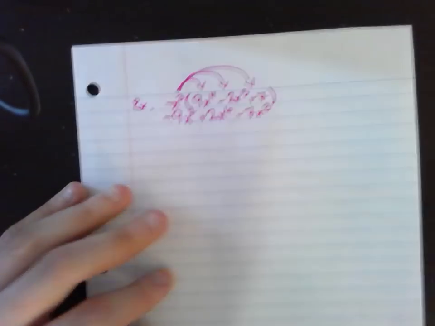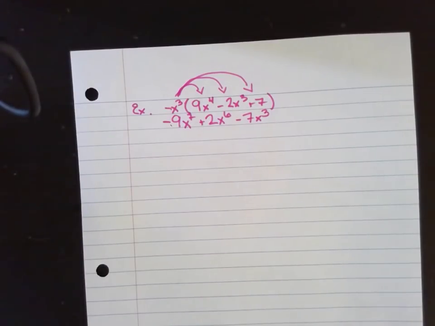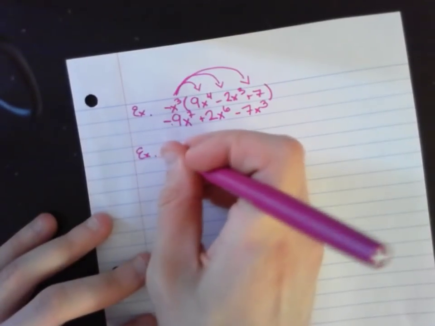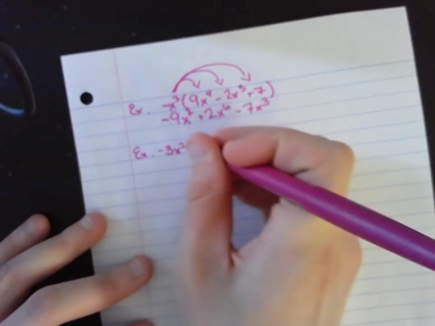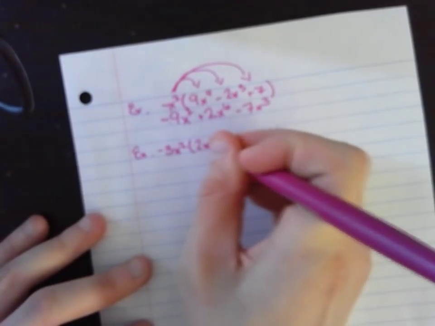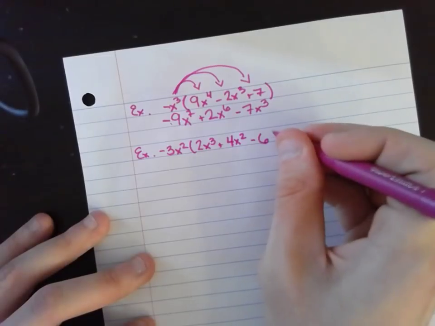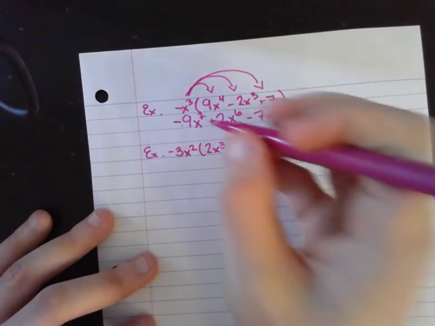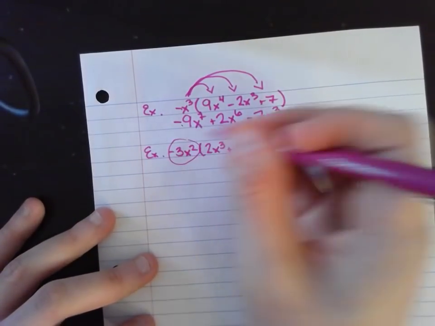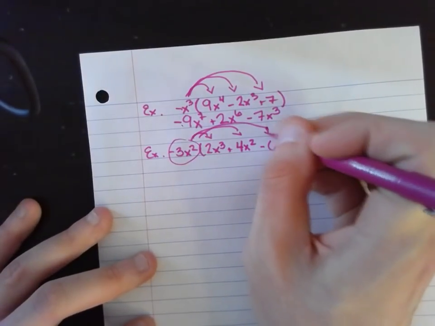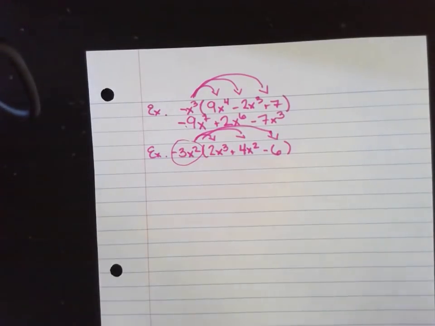Boom. That's multiplying polynomials together. Second example. Negative 3x squared times 2x cubed plus 4x squared minus 6. Same concept. I'm going to take this entire term and multiply it to everything in here. So again, we're basically just redoing our exponent laws.